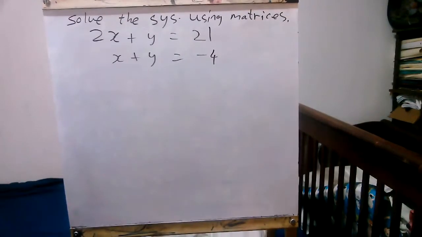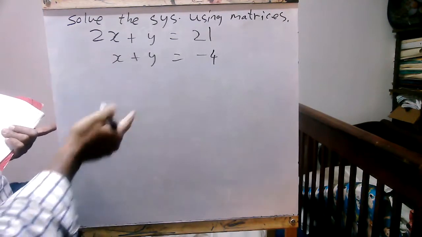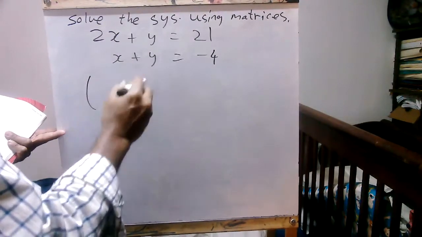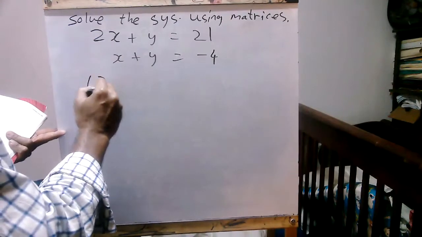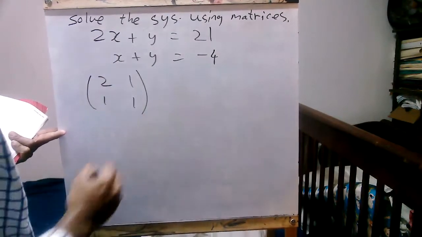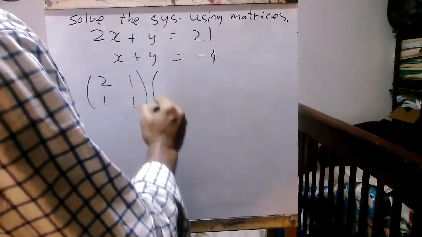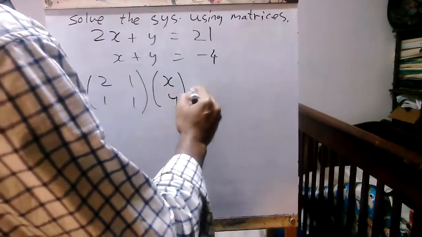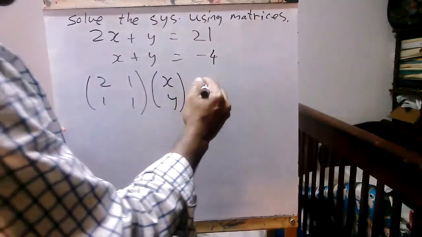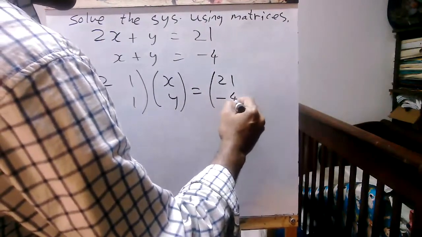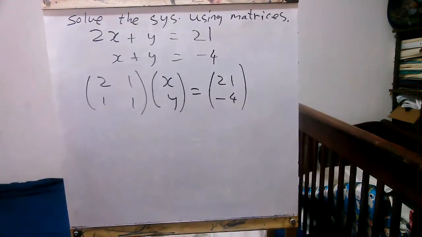Now first we want to convert this system into matrix form. We learned that with the previous example, it is simple. We write the matrix with coefficients 2, 1, 1, 1. That's the coefficient matrix. Here we get x, y. On the other side we get the same numbers in a column vector, 21, -4. So we converted this into matrix form.